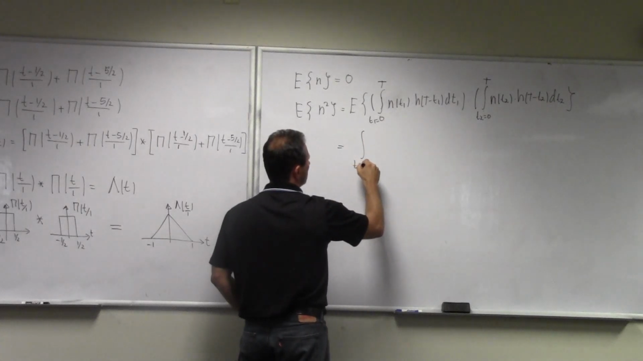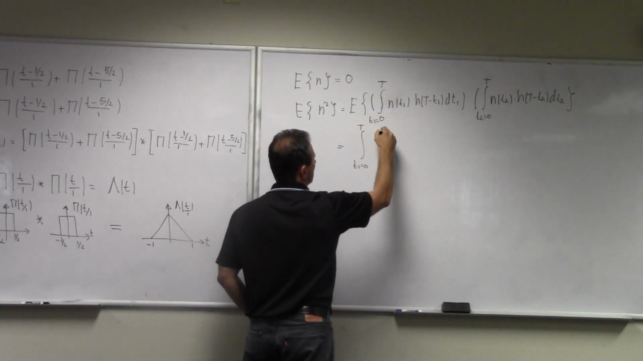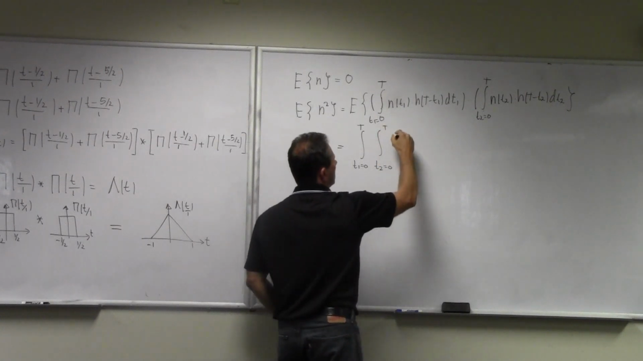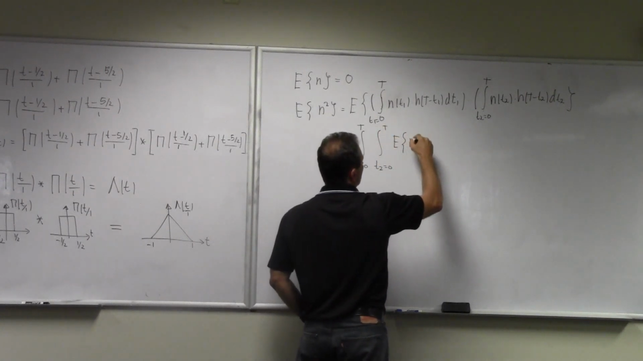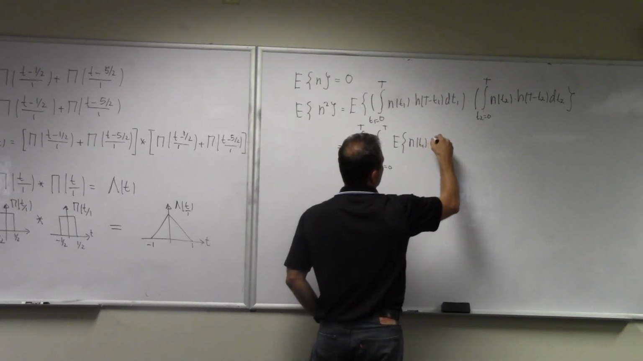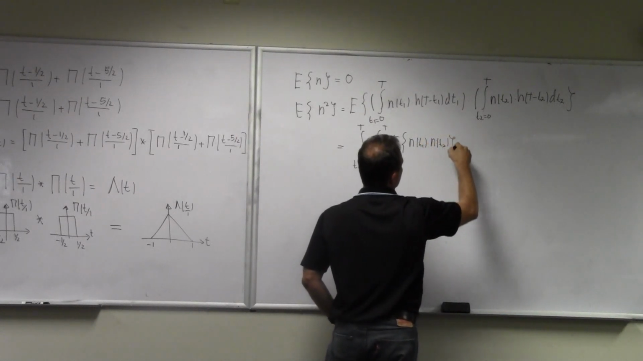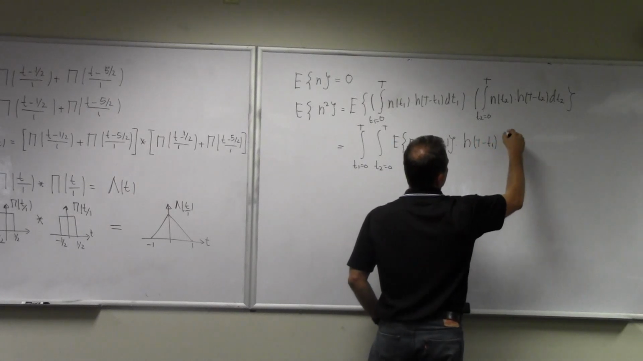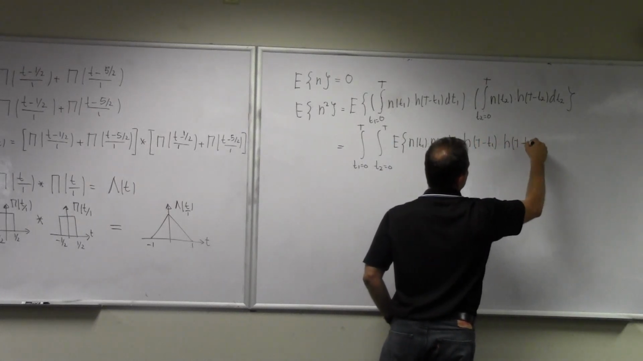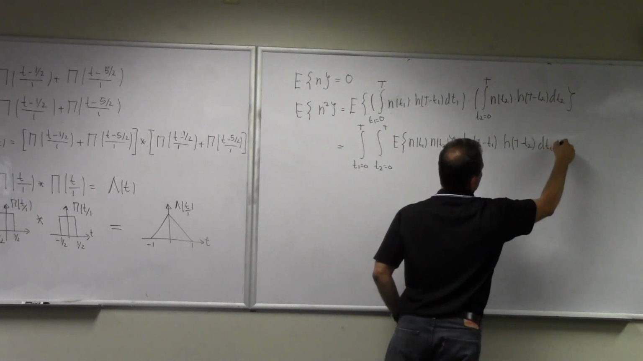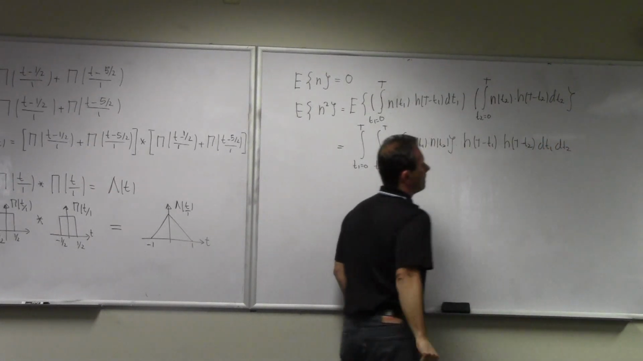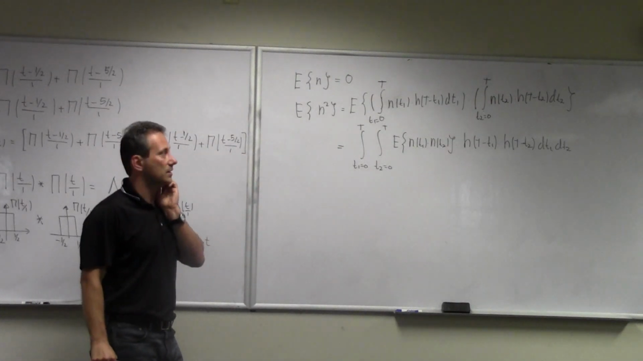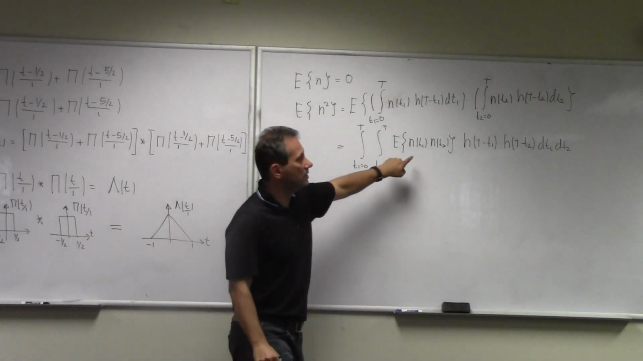So I have t1 going from 0 to capital T, t2 going from 0 to capital T, and then the expected value of n(t1) n(t2) times h(T minus t1) h(T minus t2) dt1 dt2. This follows exactly the derivation that I had in class. Now we know what this is.